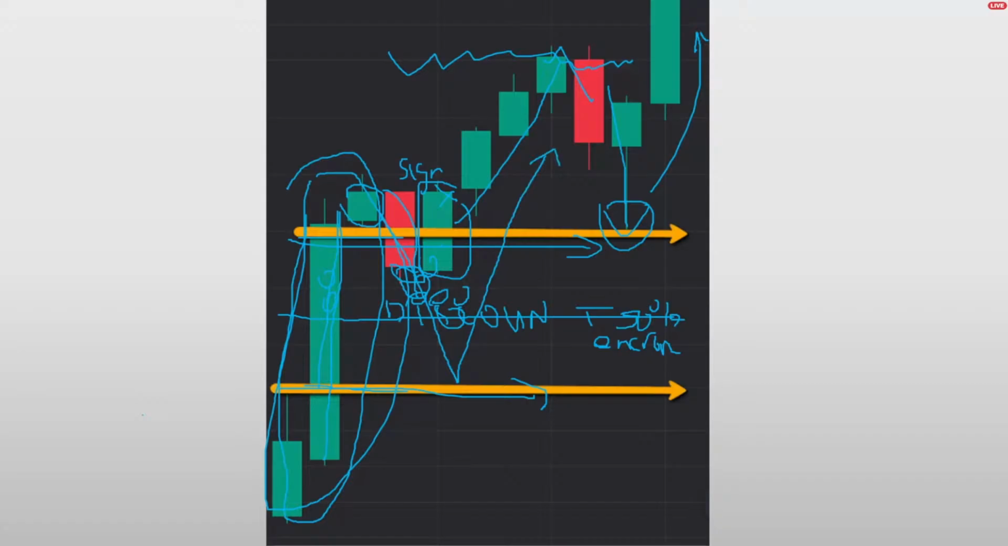So there's a couple of ways that you can enter this trade. You can enter it here, enter it down here, and then have your stop below here or here. So you have 3 ways in which you can enter your trade here. Does that make sense? It's kind of complex, but I try to simplify it as best I can.